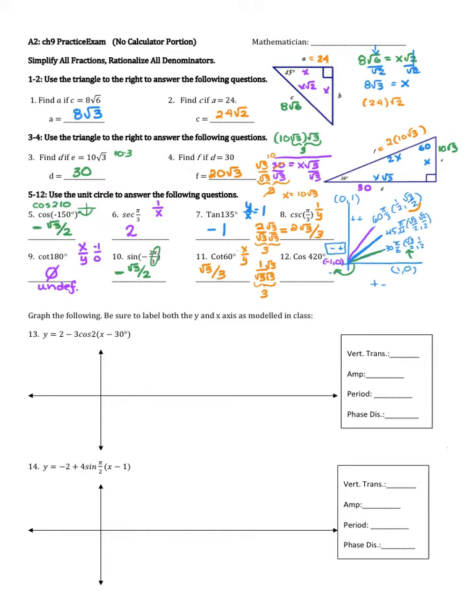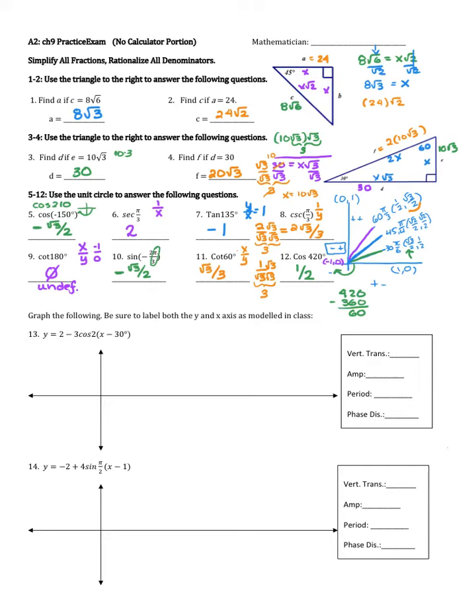And then our last one, cosine 420. So that's as if you go around the circle one time, and what's left over is another 60 degrees. So cosine of 60 is 1/2. All right? So you will be able to use your projects, and that way, if you've got everything correct, you can just read off of your unit circle there.